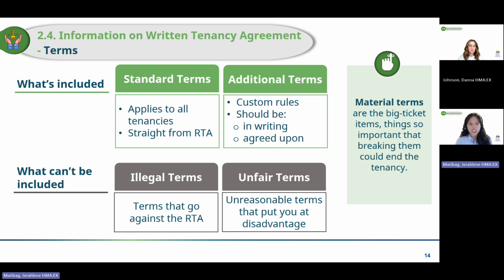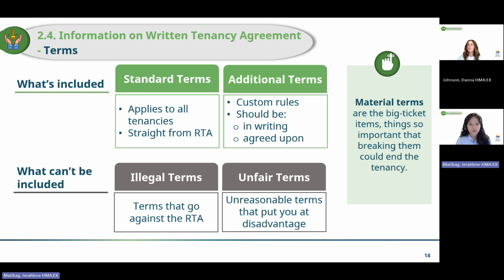And even if they're not written in the agreement, for example, rules about repairs or when a landlord can enter the unit, they will apply to you and to the landlord. And then there are additional terms. These are extra rules that you and the landlord agree on, like whether pets are allowed or if smoking is allowed. These terms should always be written down and agreed by both you and the landlord. And they also cannot go against the law.